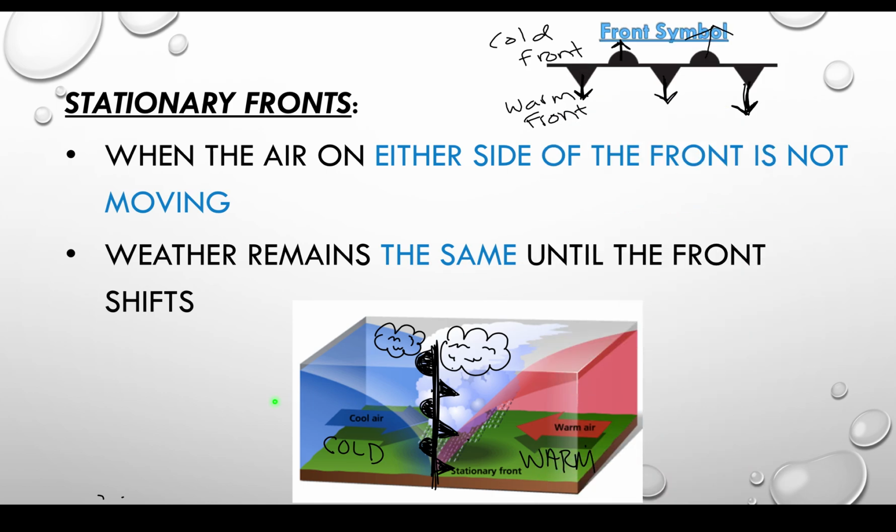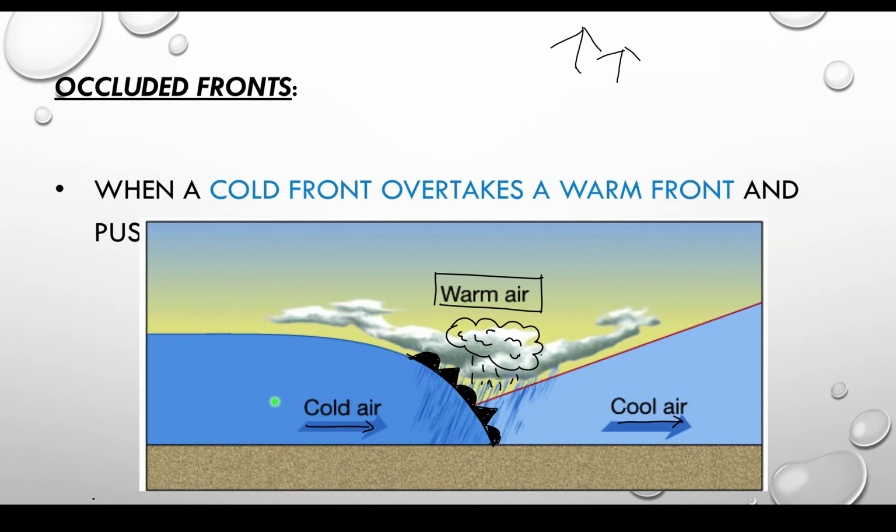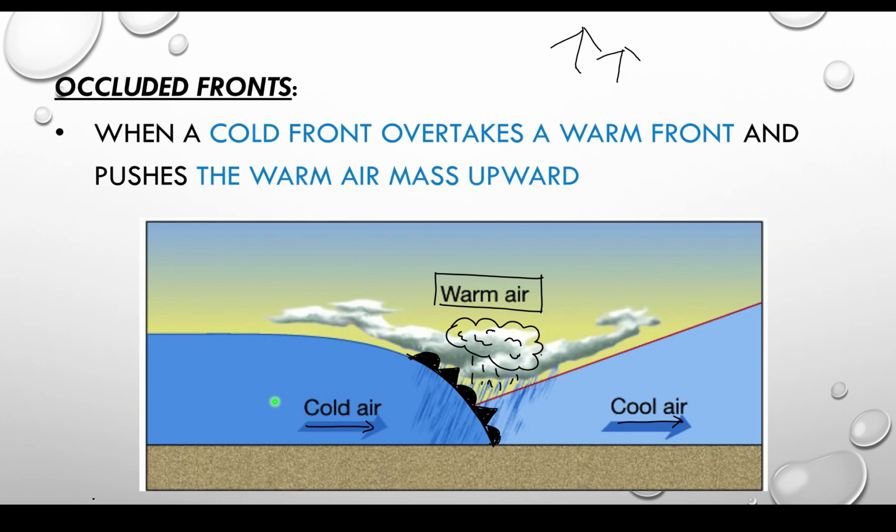That's your frontal symbol. And your last one is an occluded front. And that tends to be when a warm front is in between two cold fronts, and one of the cold fronts catches up to the other, pushing all the warm air that used to be in between it straight up.